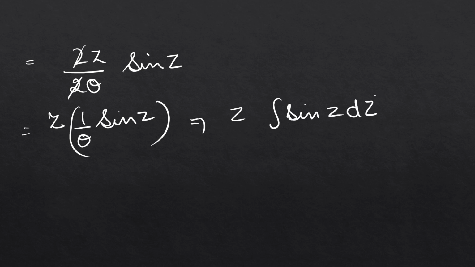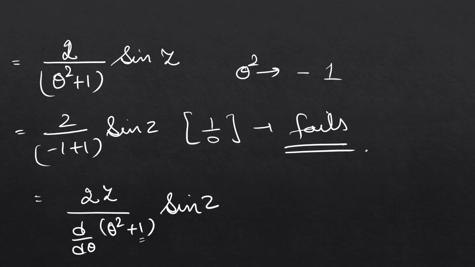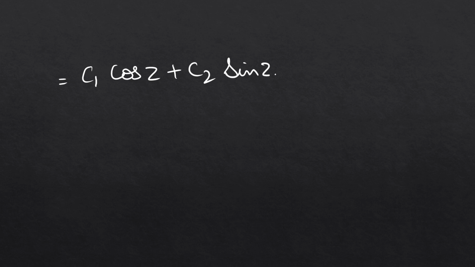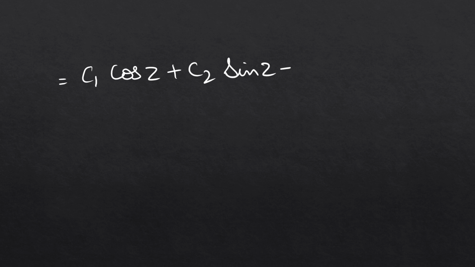Now what is the value of the integration of sine z dz? It can be taken as minus cos z. Now how can we find the complete solution? The complete or general solution is complementary function plus particular integral. What is our complementary function? Our complementary function is c1 cos z plus c2 sin z. Then what is the particular integral? Minus z into cos z.